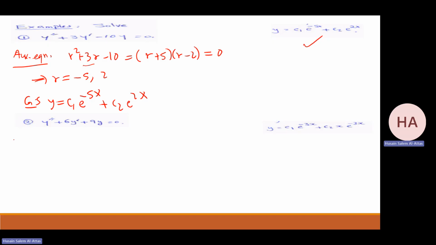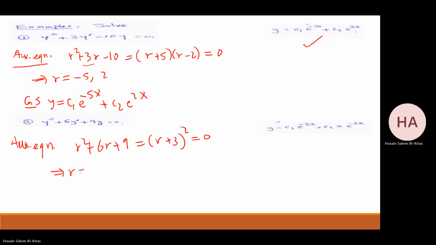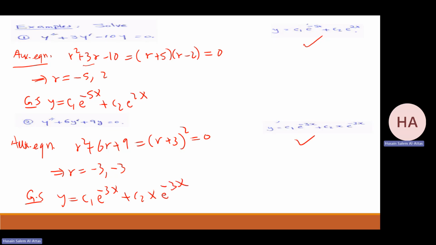Now this one is also easy. The auxiliary equation will be r squared plus 6r plus 9, which is r plus 3 all squared. So the root is minus 3, repeated. The general solution is C1 e to the minus 3x plus C2 x e to the minus 3x, which is this one.